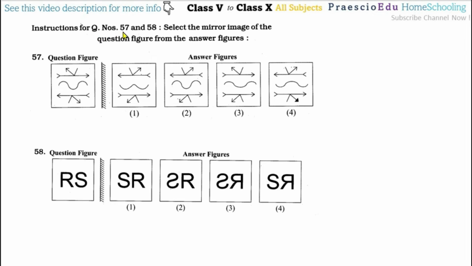Instruction for question number 57 and 58. Select the mirror image of the question figure from the answer figure. So for question number 57, if you compare, you will find out option number 2 as the mirror image, and for question number 58, the mirror image is option number 3.